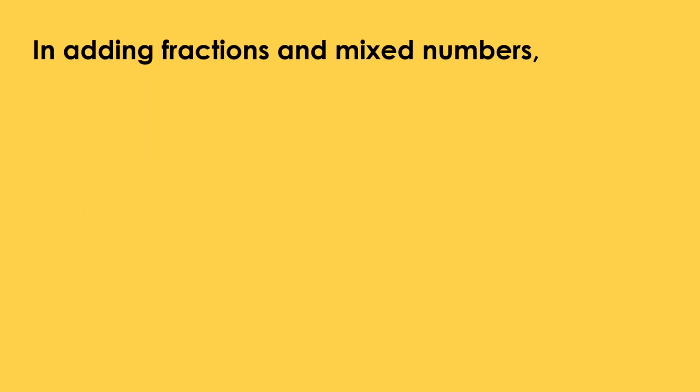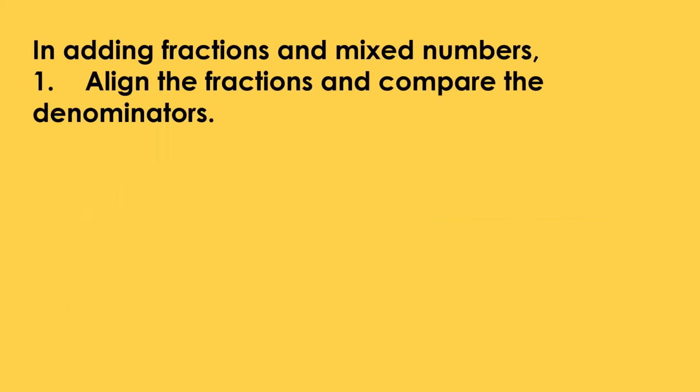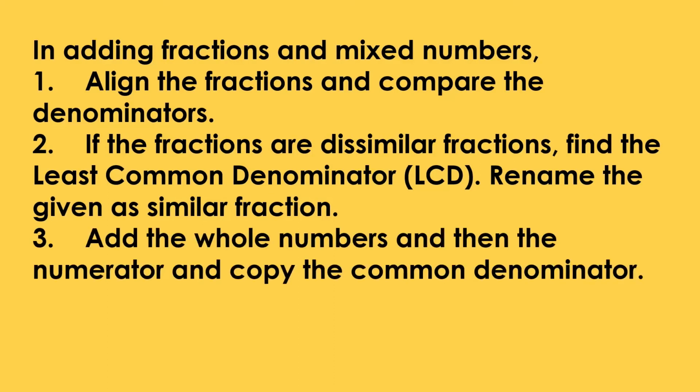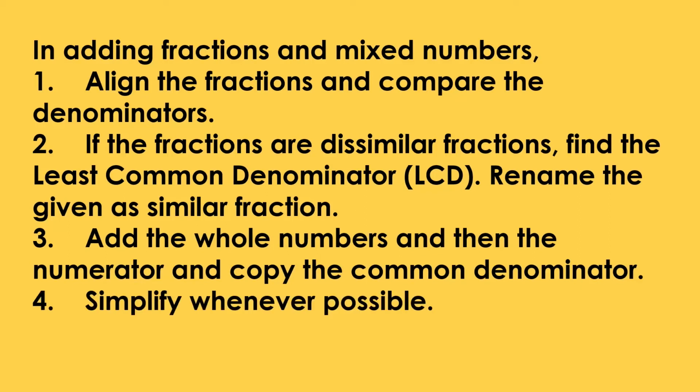What are the steps in adding and subtracting fractions and mixed fractions with and without regrouping? In adding fractions and mixed numbers, step 1, align the fractions and compare the denominators. If the fractions are dissimilar fractions, find the least common denominator, or LCD. Rename the given as similar fractions. Step 3, add the whole numbers and then the numerator and copy the common denominator. Step 4, simplify whenever possible.